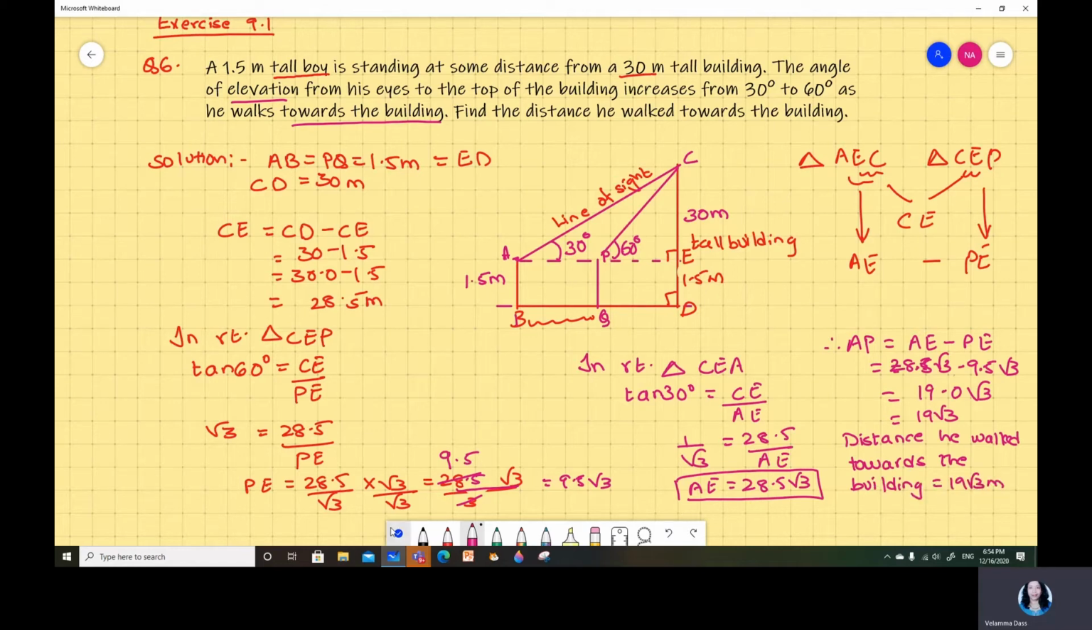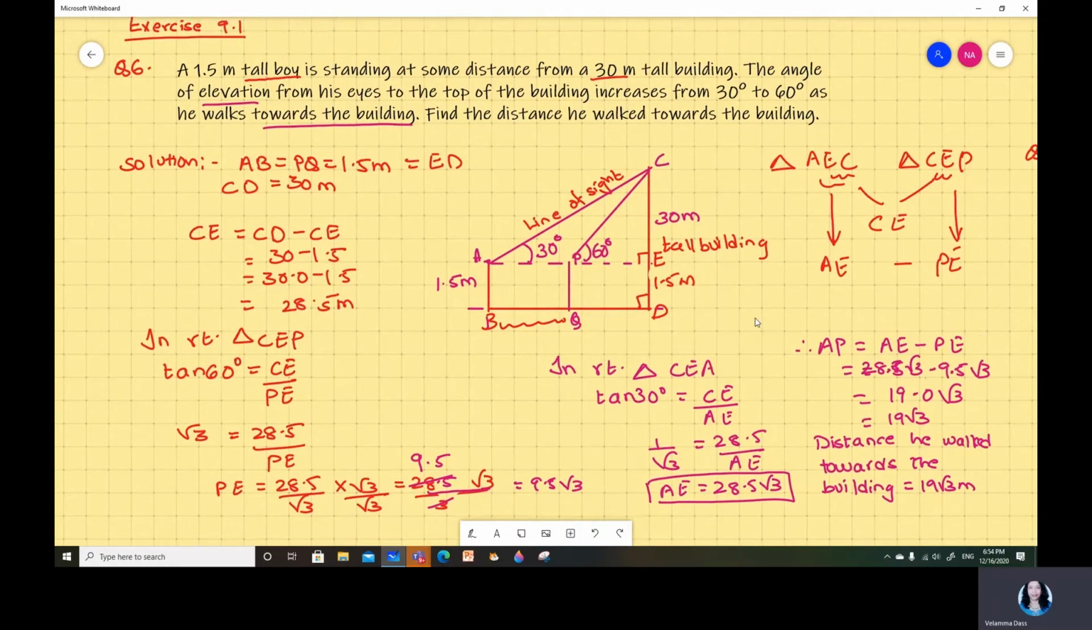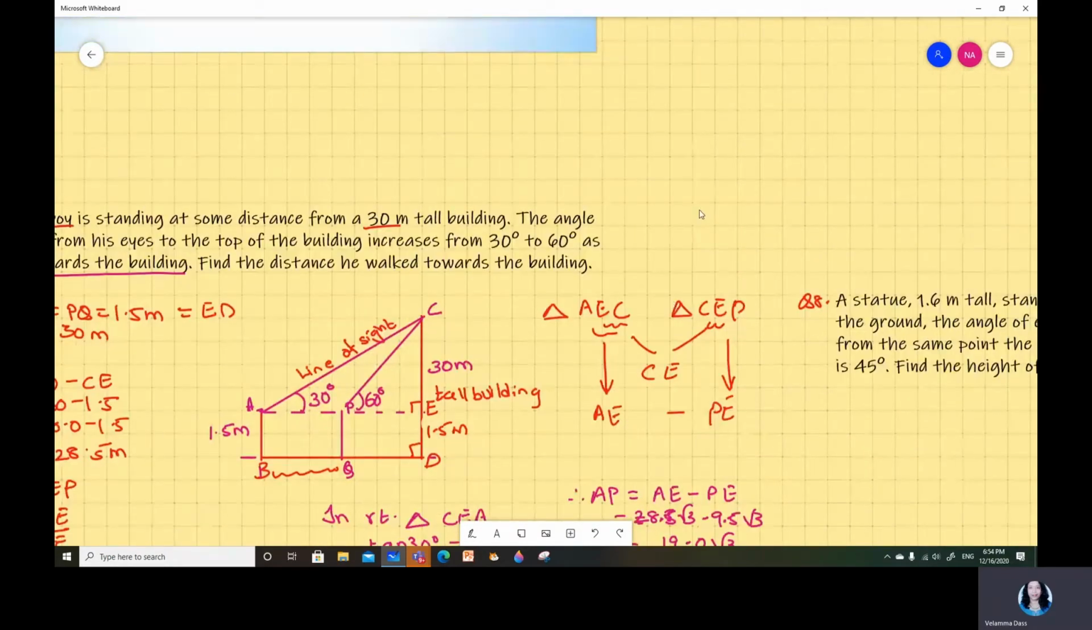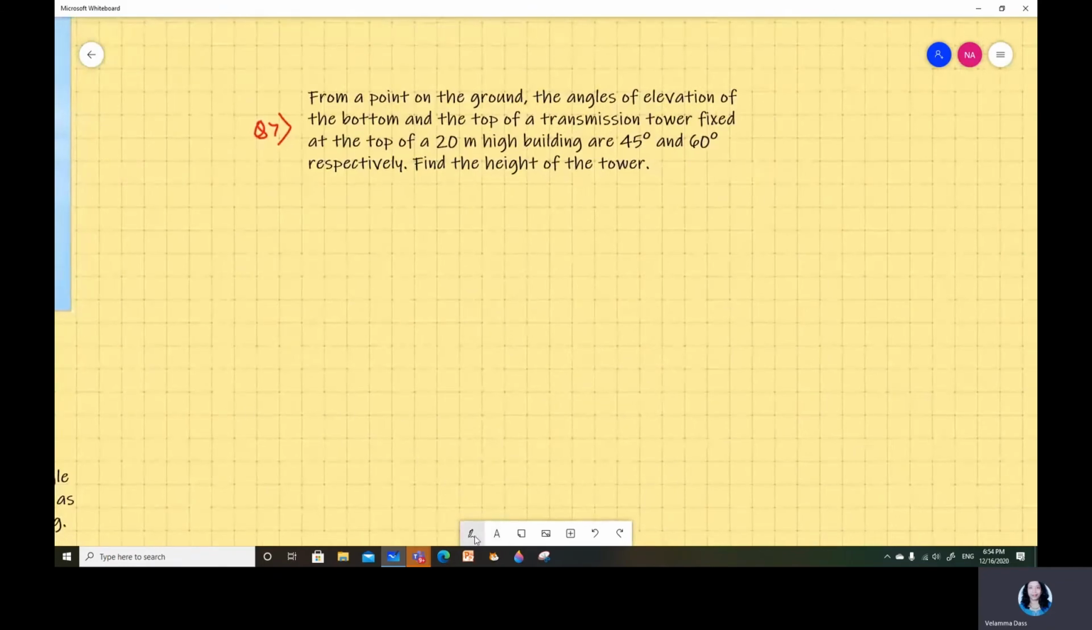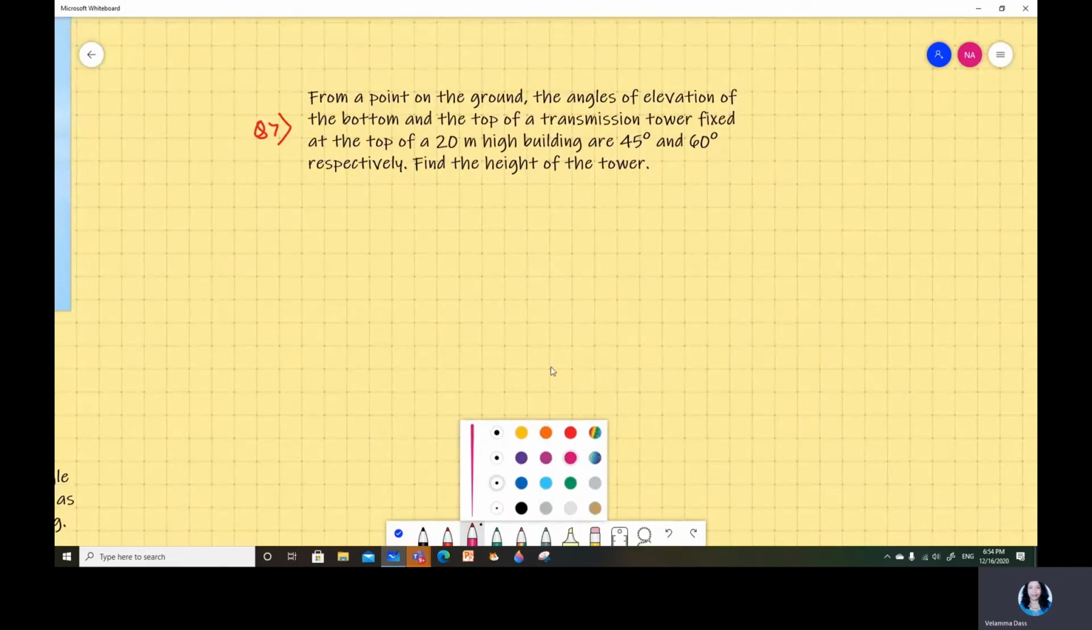I hope this is clear. Let's go to the next sum. That is question number 7. Again, whenever you have a new sum, try to find out the objects and then you will recognize them.